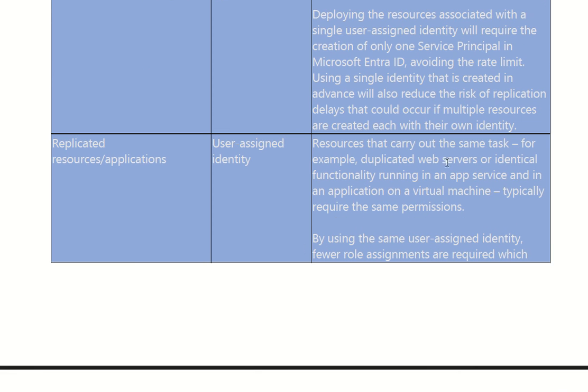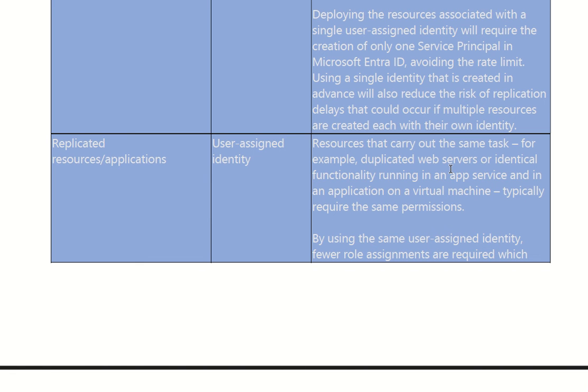Resources that carry out the same task, for example duplicated web servers or identical functionality running in an app service and in an application on a virtual machine, typically require the same permissions. For example, if you are running a web server which contains n number of APIs, the functionalities provided by all these APIs are identical. The only thing you want is to run it on replicated servers. In such scenarios, each and every instance running your web server requires the same roles and permissions. In such cases it is recommended to go with a user assigned identity.